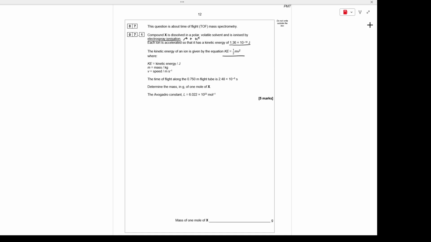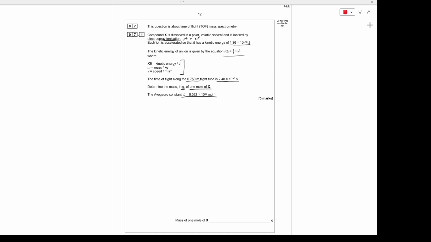and they're giving us what the units are all measured in, and the time of flight along the 0.75 meter flight tube is 2.48 times 10 to the minus 5. They want us to determine the mass in grams of 1 mole of X, and they've given us Avogadro's constant.